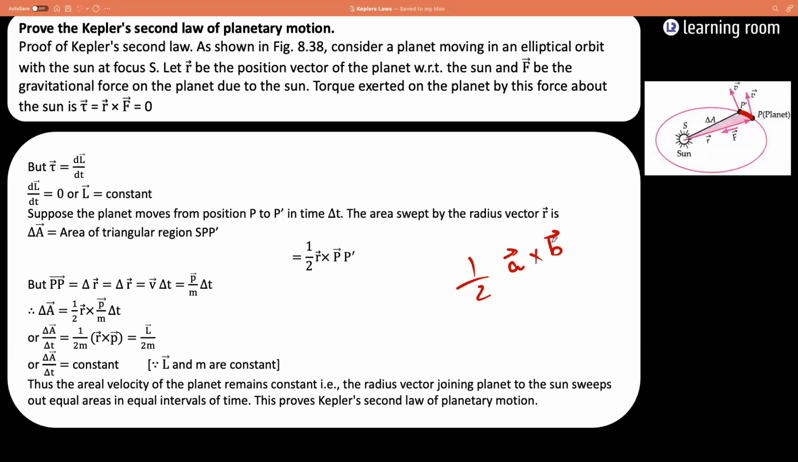So what I can do is if I take the triangle S P dash, then what can I say? R vector or R1 vector. Let me call this as R1 for instance. So SP I'm calling it as R1. So R1 vector plus delta R.